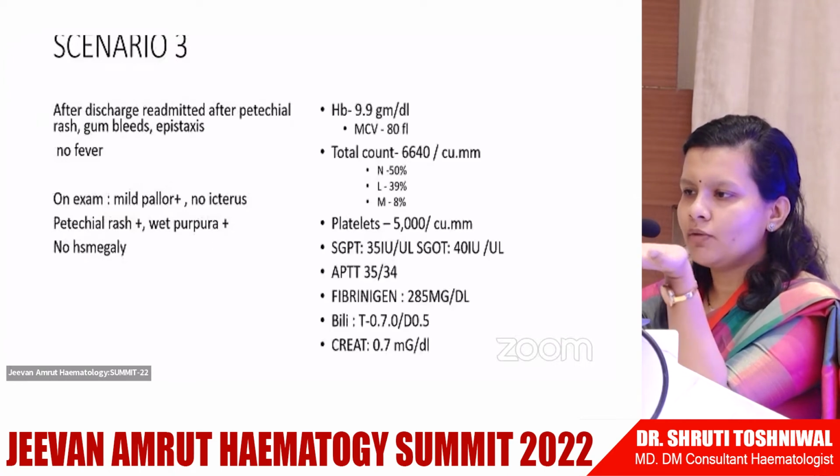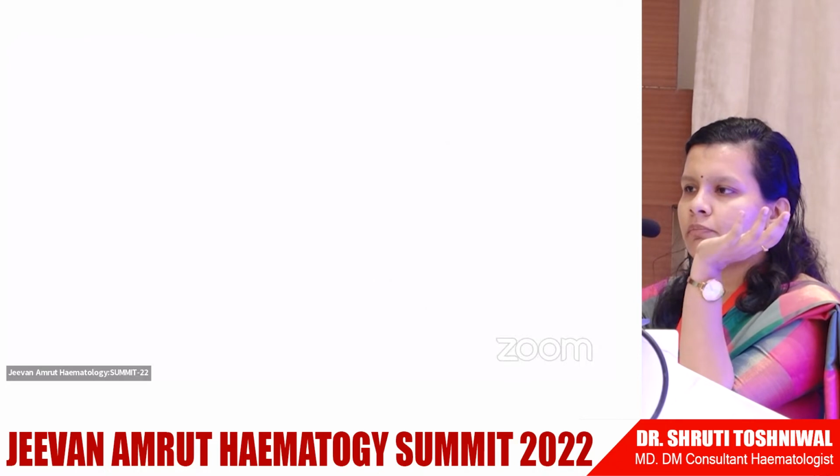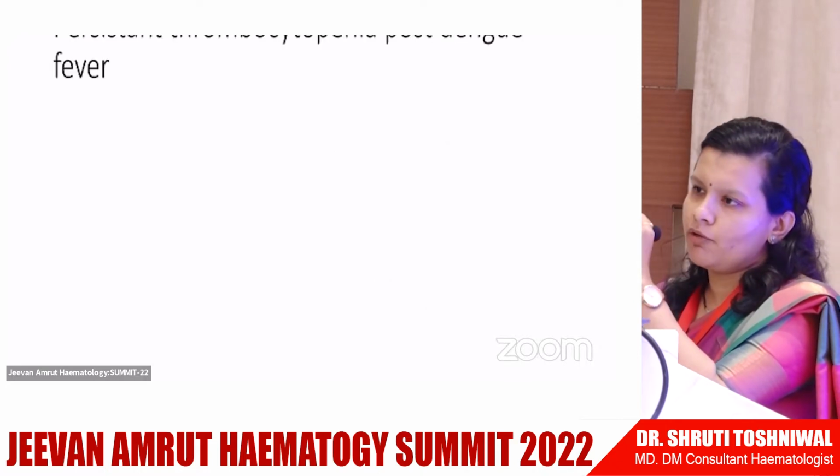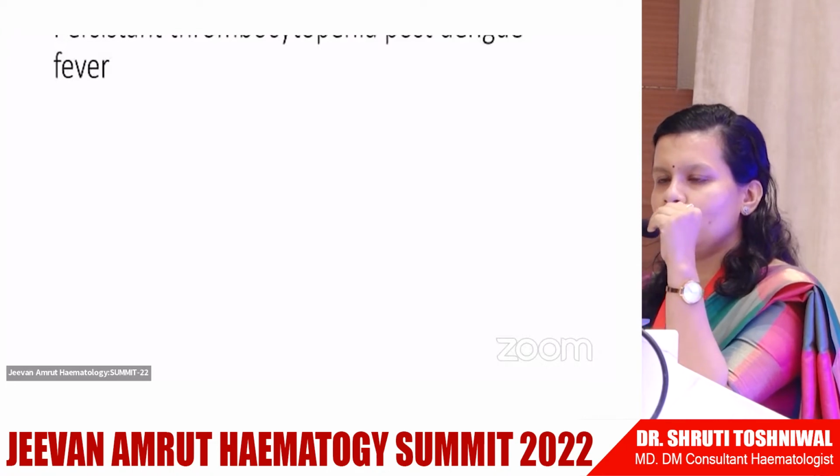This time the platelet count is 5,000, the rest of the parameters appear to be okay, with mild anemia. So this is persistent thrombocytopenia post-dengue fever. What can lead to persistent thrombocytopenia post-dengue fever?